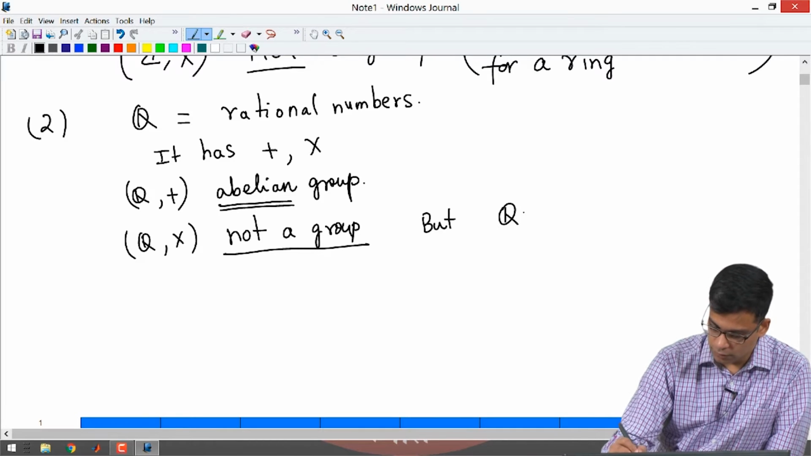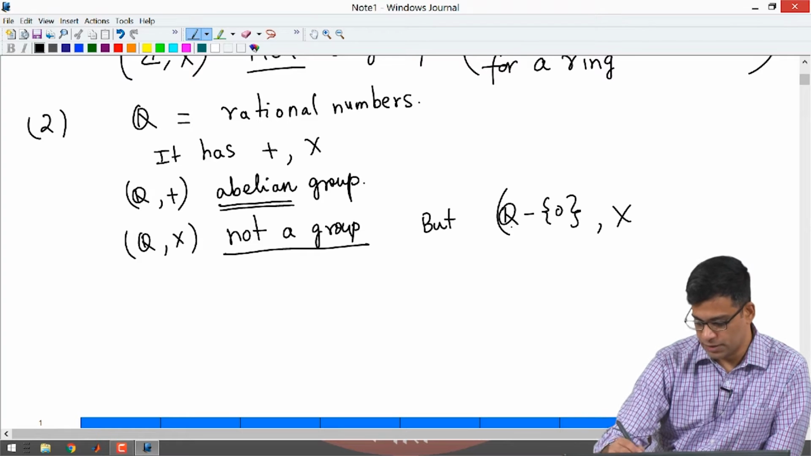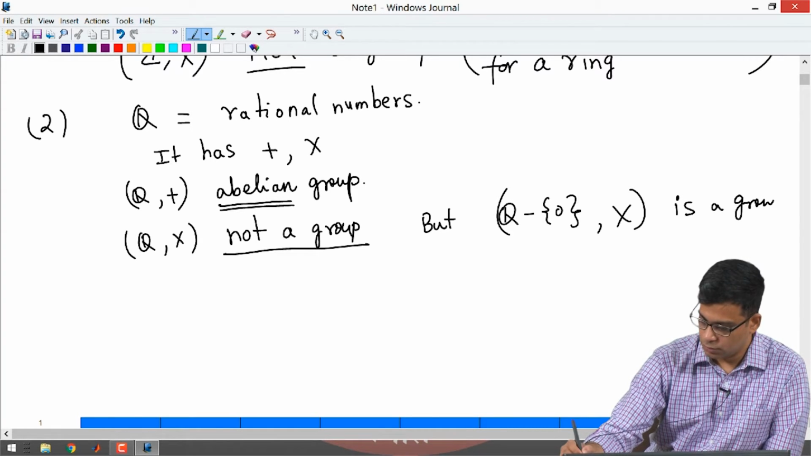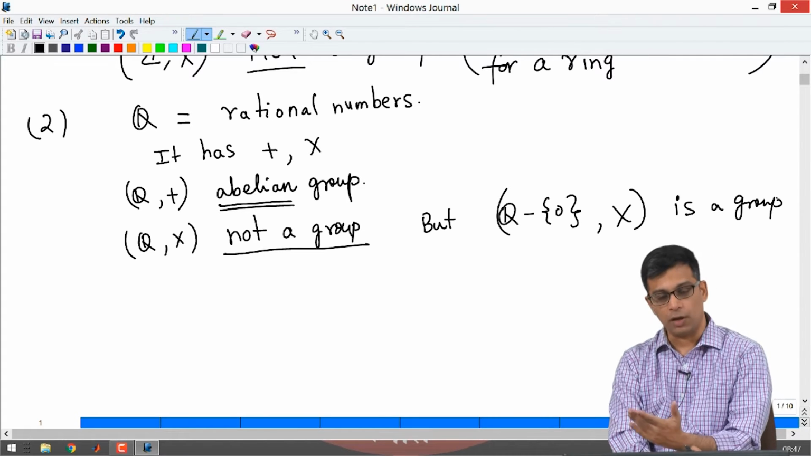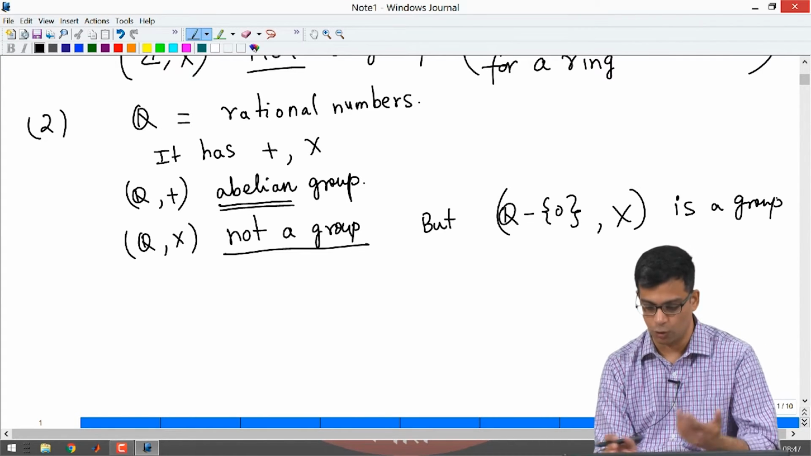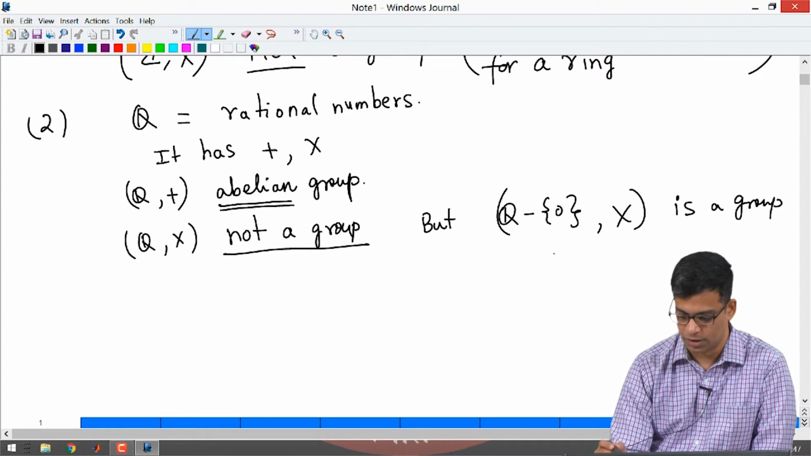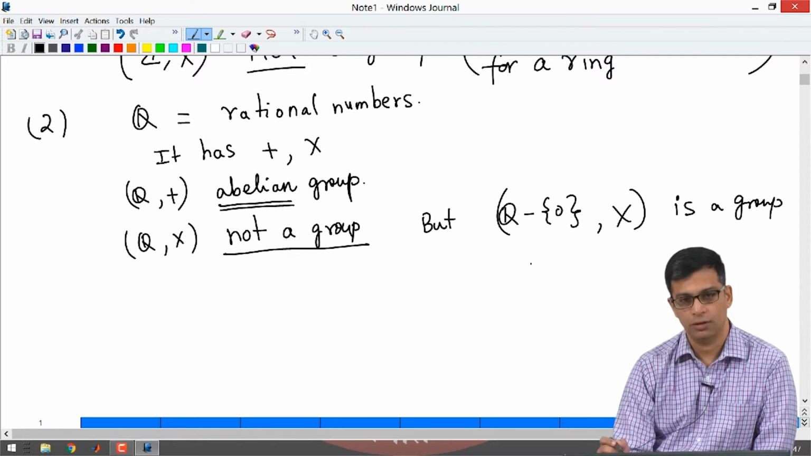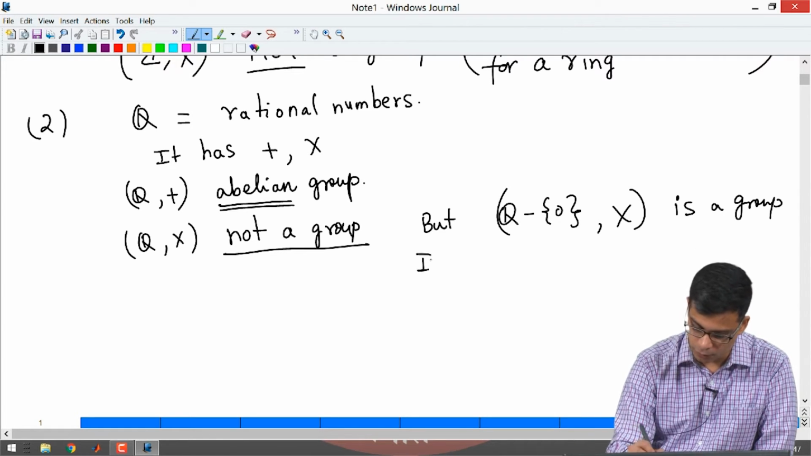if you remove 0 from Q and consider multiplication, it is a group, right. So, this is something that you would have seen in a course on group theory. Non-zero rational numbers with multiplication is a group, it is called the multiplicative group of rational numbers, because here one is the identity element, every rational number has an inverse, and it is certainly associative, and in fact it is even an abelian group.